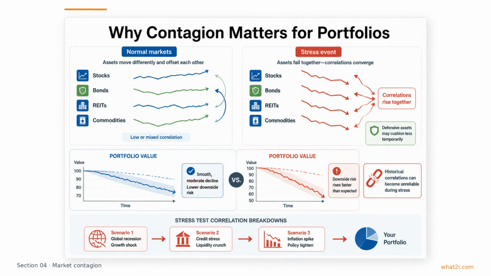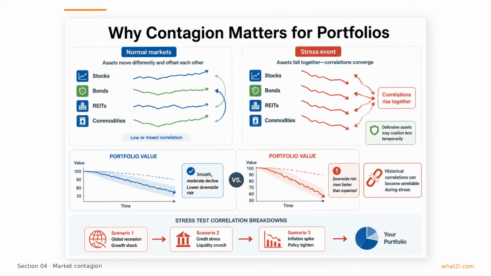Contagion matters for portfolios because it can undermine diversification very quickly. Assets that normally offset each other may fall together when stress rises and liquidity becomes scarce. That means historical correlations can become unreliable just when downside protection is needed most. Defensive assets may still help over a full cycle, but in the middle of a crisis they may cushion losses less than expected. This is one reason stress testing is so valuable. It allows investors to ask not only what happens in normal times, but also what happens if correlations break down in panic.